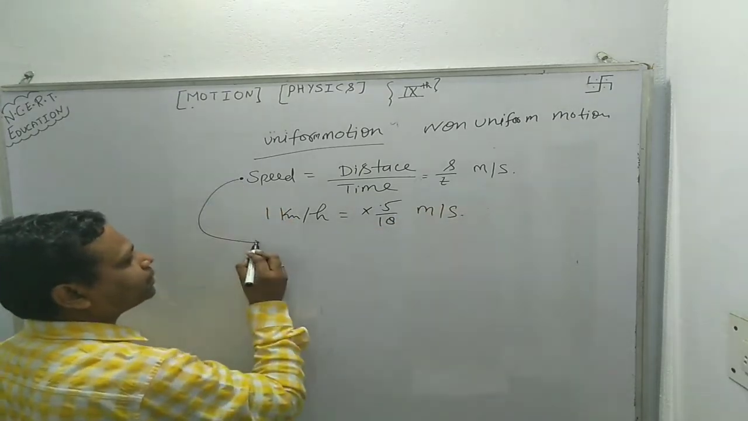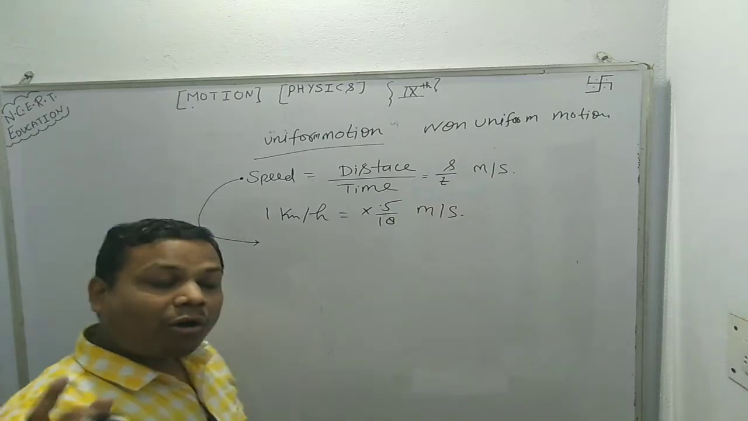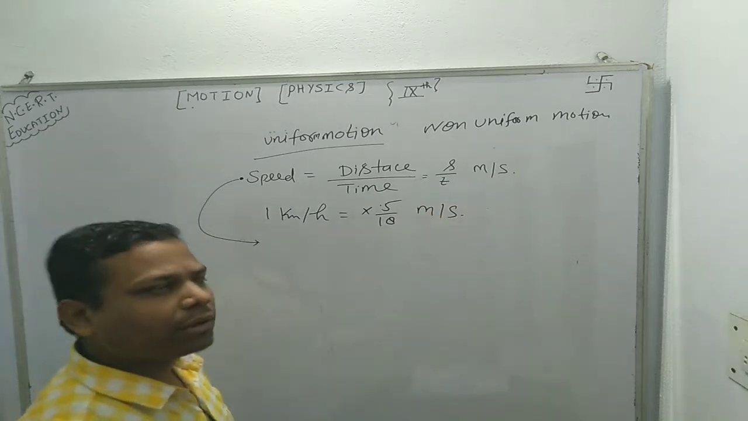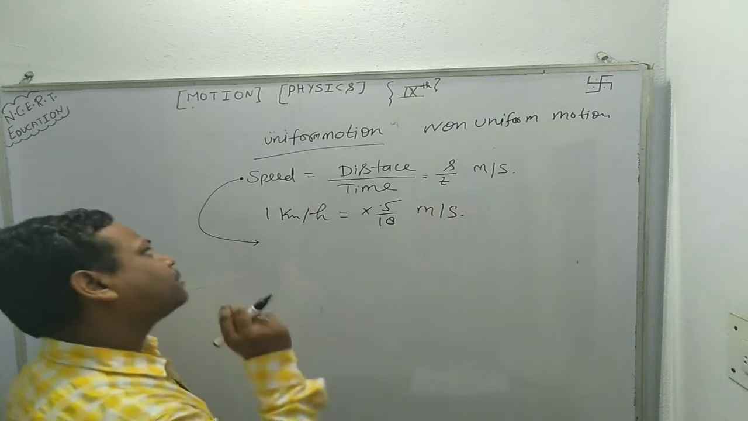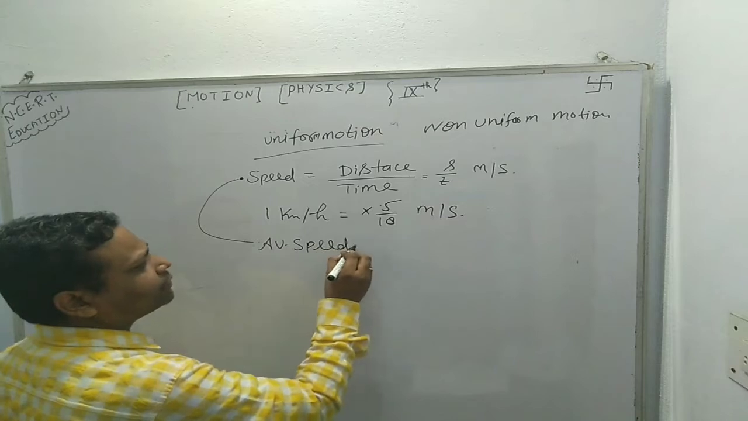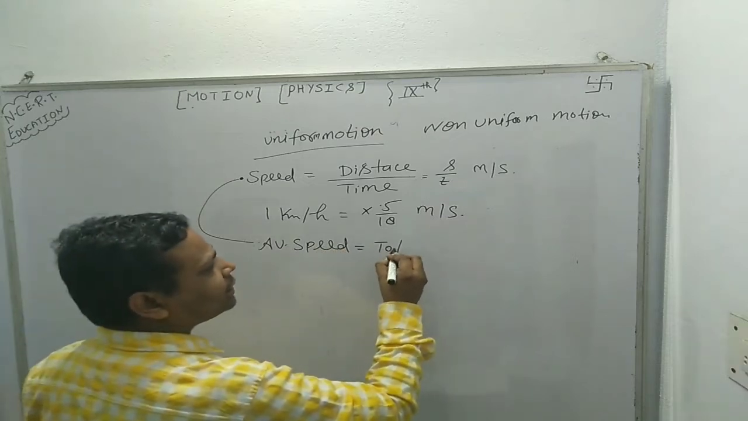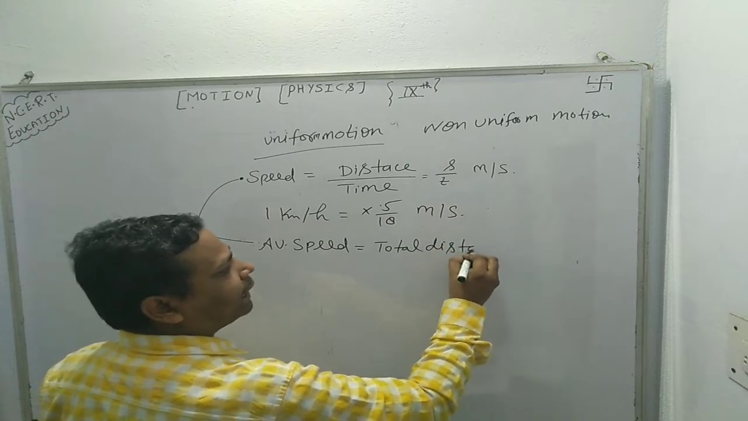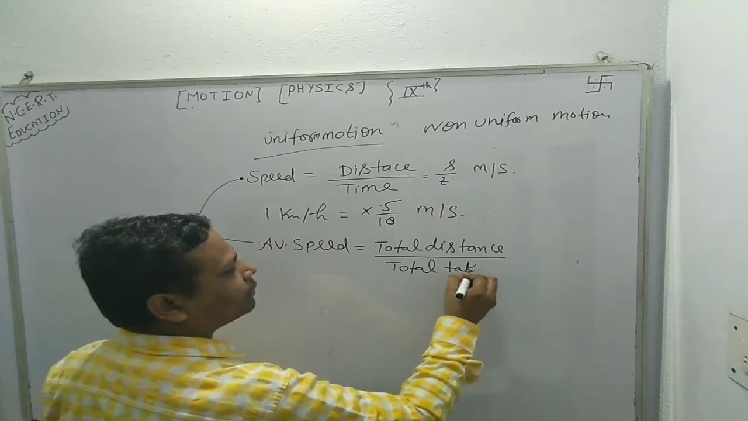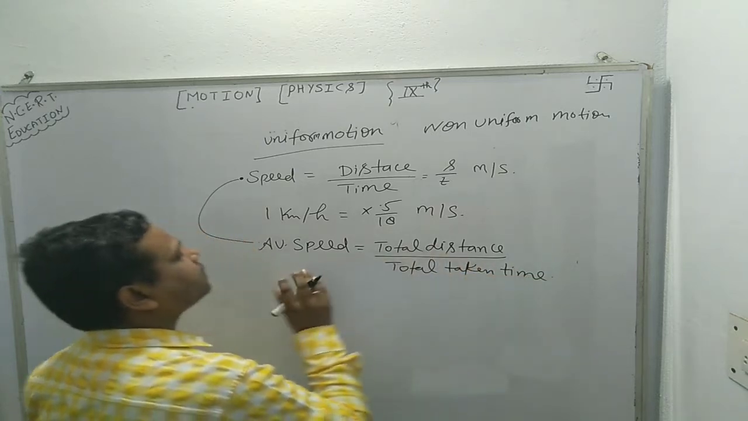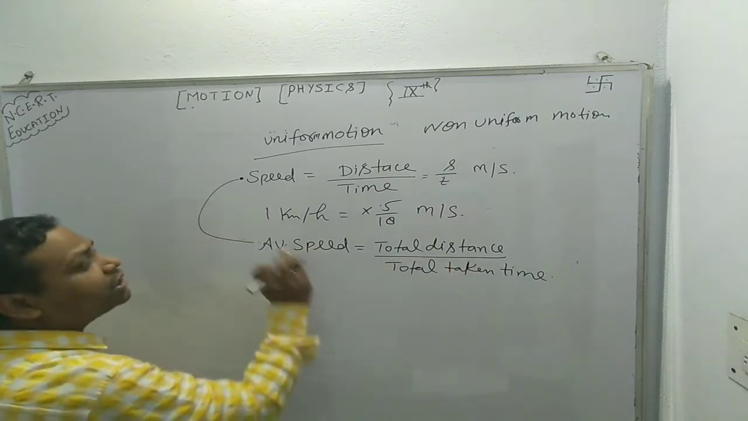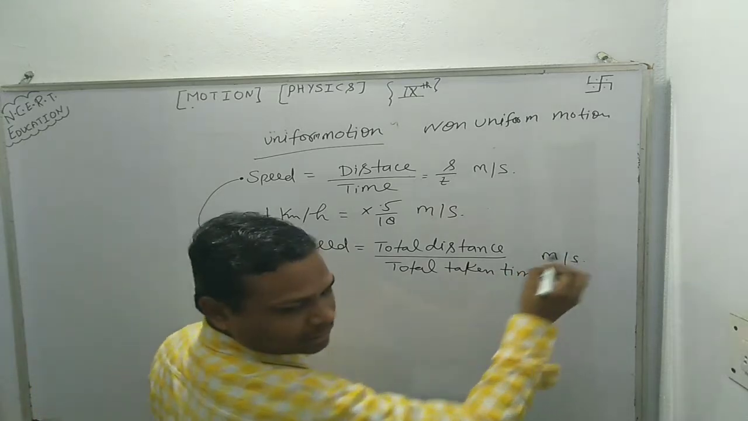Speed has 2 types, uniform and non-uniform. Uniform means covering equal distance in equal time, and non-uniform means unequal distance in unequal intervals of time. But there is another definition: average speed is equal to total distance upon total time taken. So average speed is the ratio of total distance to total time taken. Its unit is also meter per second.